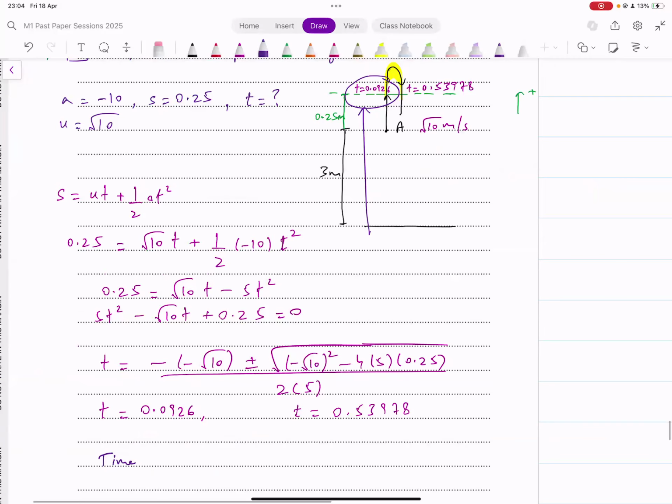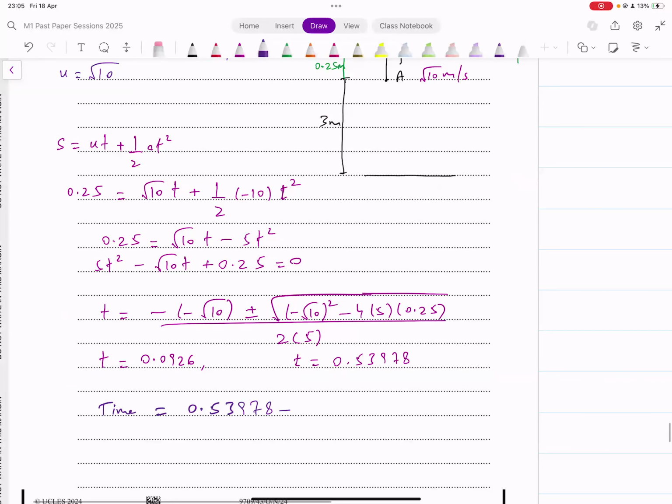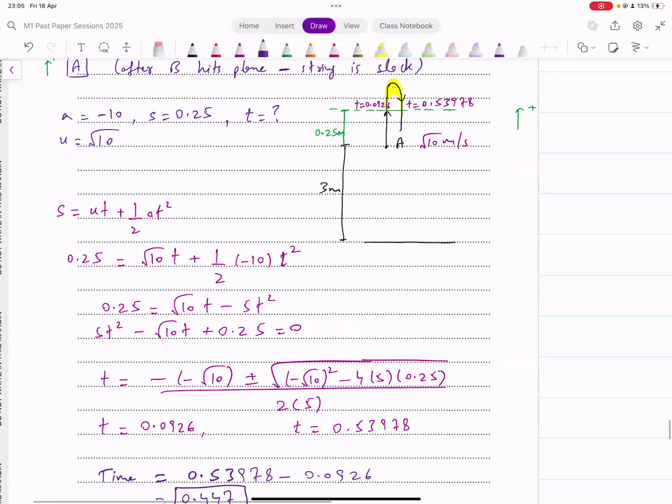So we say 0.53978 minus 0.0926, and that's going to give the result. You can see what that is. 0.447, and that's our final answer. This is the time for which the height is greater than 3.25 meters. That's what we were looking for. Does that make sense?